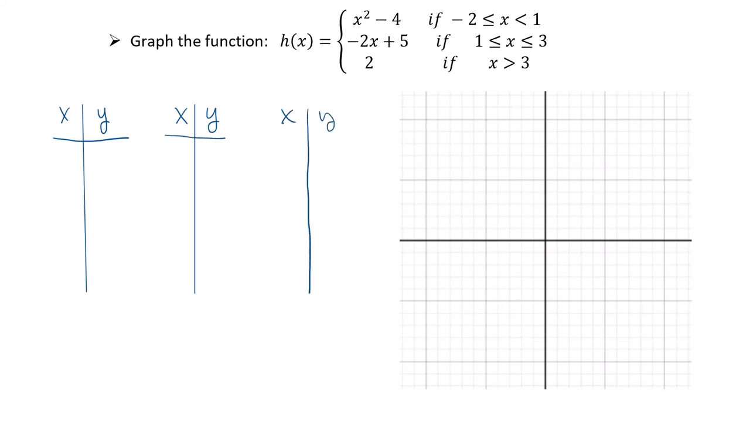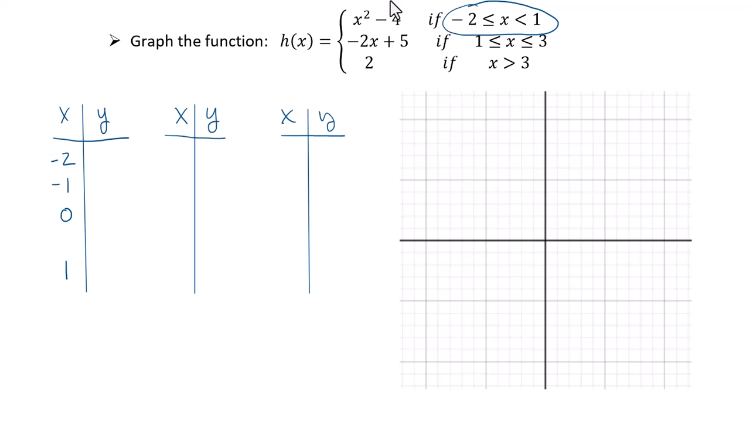Since I have 3 parts, I'm going to make 3 different t-tables. And in those t-tables, I'm going to use the boundaries that are shown in the domain. This is from -2 to 1. And I look here at the type of function. It's not a linear function. So I need to make sure that I have more points in there to give me an idea of what the curve will look like.